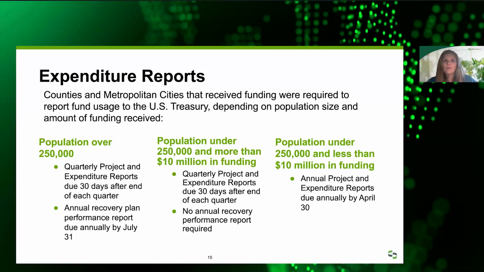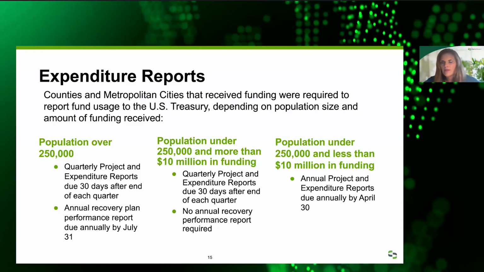As far as expenditure reports, there are requirements for how you report on these ARPA funds. Populations of over 250,000 have to do quarterly reports and an annual recovery plan, submitted mid-year. Populations under 250,000 but with more than 10 million in funding also have to do quarterly project reports, but they don't have to do the annual recovery performance reports. And under 250,000 with less than 10 million only have to do the annual reporting. So there are different degrees.